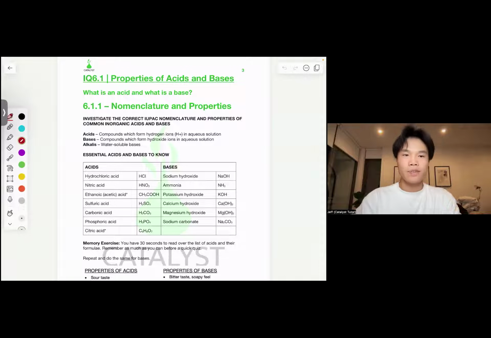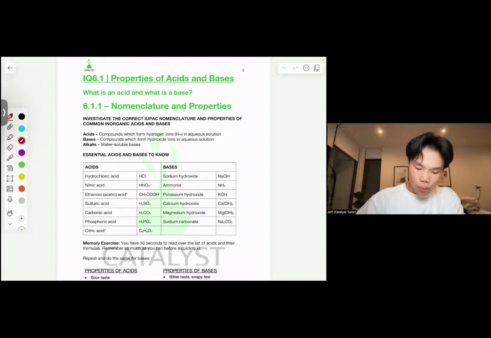Okay, let's go. Inquiry question 1, properties of acids and bases. So we start off asking what is an acid, what is a base, and we talk about nomenclature and properties of acids and bases as the first dot point. Investigate the correct IUPAC nomenclature and properties of common inorganic acids and bases.